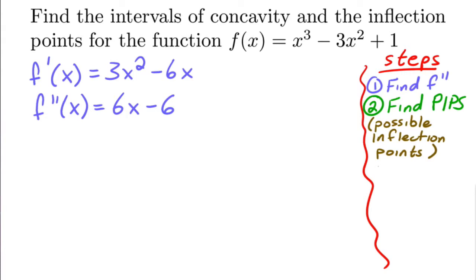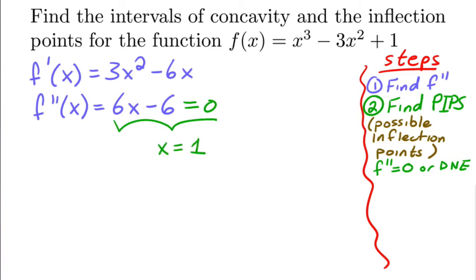Well, it's the same as the critical points for the first derivative, except that it's for the second derivative. Now, there's no official name for it, so that's why I'm just going to call them pips. So the pips are where the second derivative is either 0 or does not exist. So you go to your second derivative, you set it equal to 0, and you solve it, and you go, okay, well, x is equal to 1. Okay, well, great. This is your one and only pip.